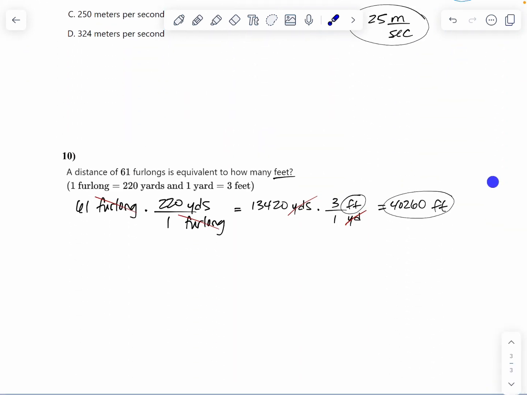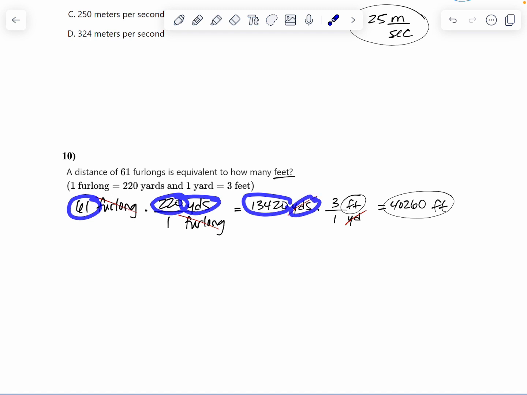Okay, last one, number 10. A distance of 61 furlongs. What the heck is a furlong? We got some conversions here. Okay, cool. But I have to take the 61 furlongs, which is what I started writing it with, and you'll notice that I'm labeling. And I'm going to first use this first conversion factor, 1 furlong per 220 yards. And I want furlongs to cancel. So you'll notice I put the 1 furlong in the denominator and the 220 yards in the numerator. And so I take 61 times 220 and I get this number, and the label is yards.